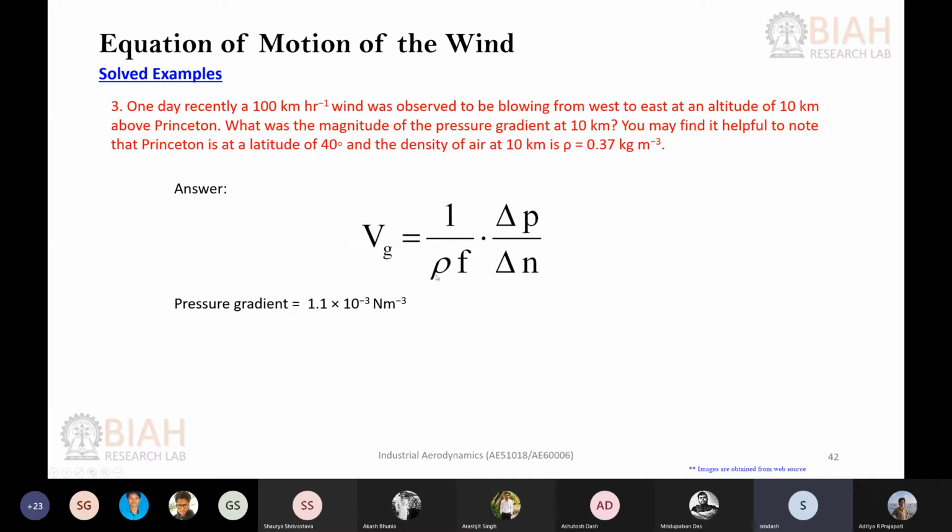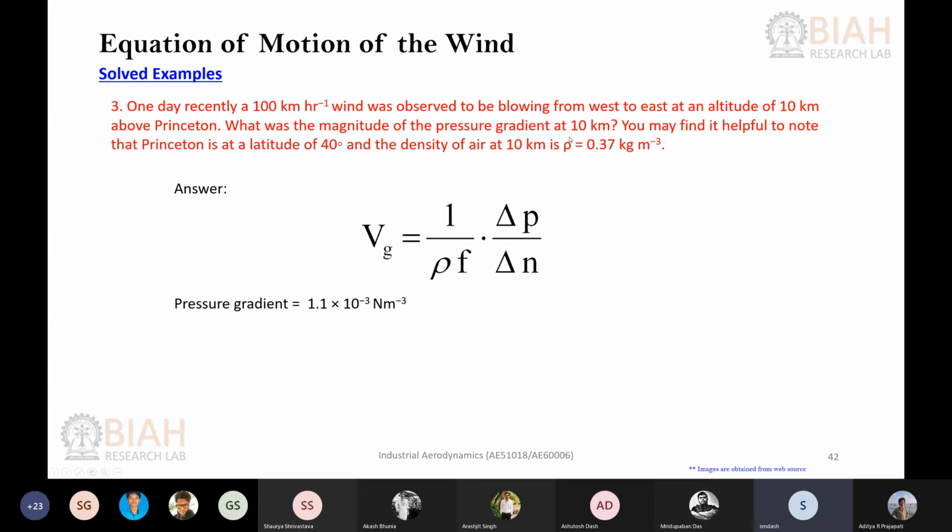So what you need to do is just substitute the values. Rho is given here. F we have already derived in question number 1. Vg is known to you, the gradient wind speed, 100 kilometers per hour. We convert it to meters per second. And height is immaterial. Basically, the height is given here so that you can judge what this wind actually is, whether it is a geostrophic wind or the wind which is nearer to the Earth's surface.